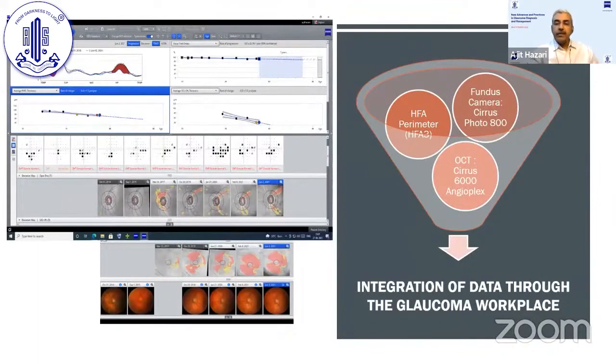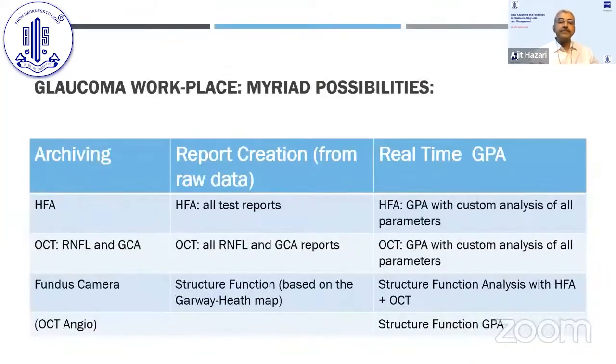So coming to the main part of today's talk, which is the Glaucoma Workplace. What it does is that it integrates the data from the perimeter, the fundus camera, and the Cirrus OCT together in a single software, and we can see the results on a single computer screen. If we look at what Glaucoma Workplace does, it does broadly 3 categories of functions.